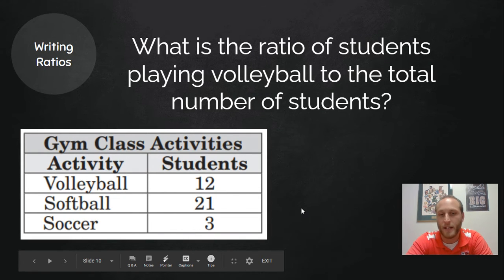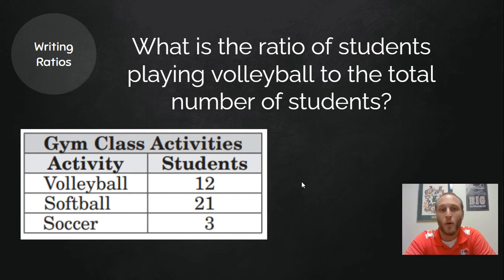Okay, use this data table here to figure out this question. What is the ratio of students playing volleyball to the total number of students? All right, if you did this correctly, hopefully you put this in simplest form. You are going to end up with 1 over 3.